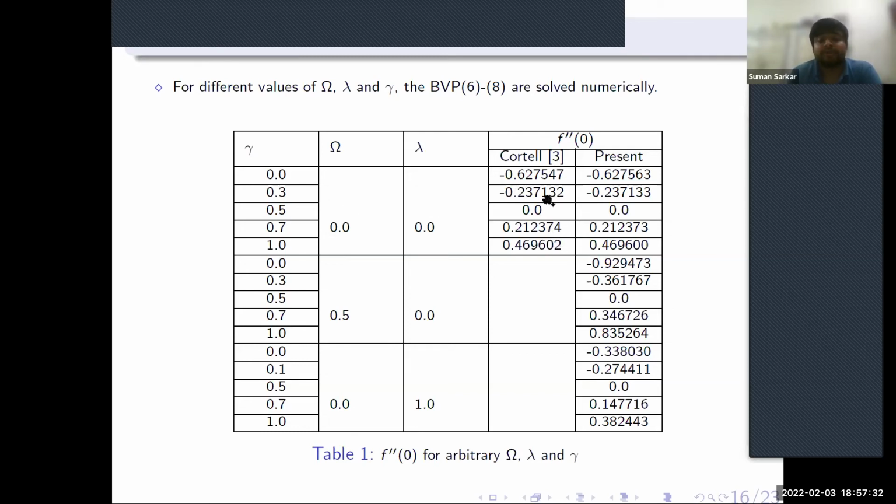It is also noticed that f''(0) is negative when gamma lies between 0 and 0.5, and f''(0) is positive when gamma lies between 0.5 and 1. It is also noticed that when omega is increasing, the absolute value of f''(0) increases, but the opposite scenario has been seen in the other case, where the absolute value of f''(0) decreases.